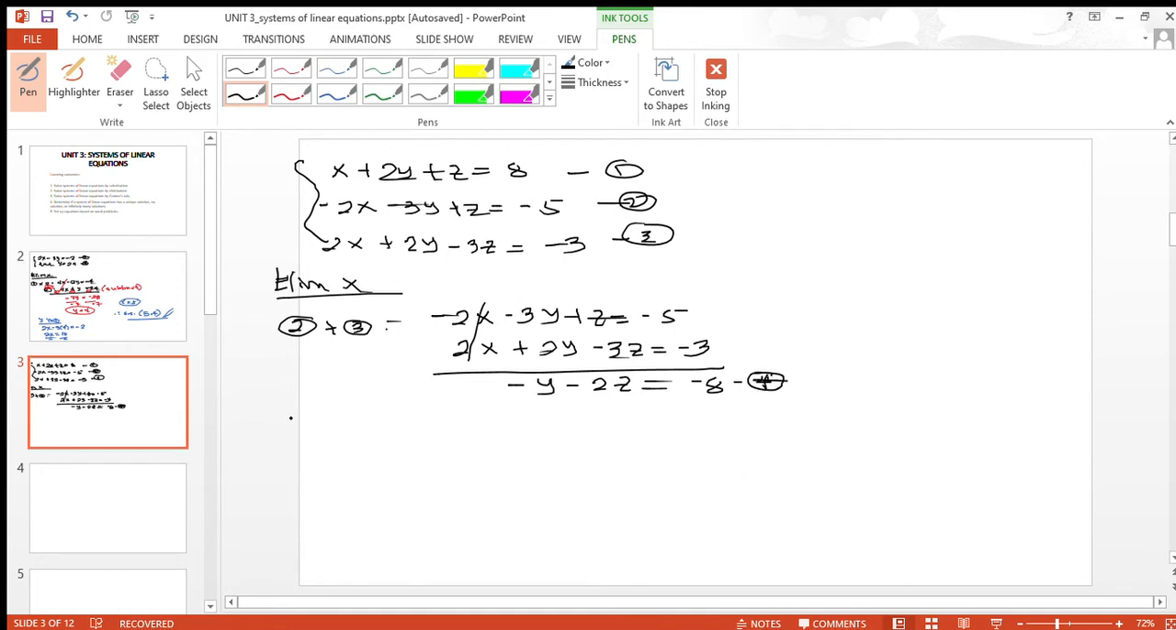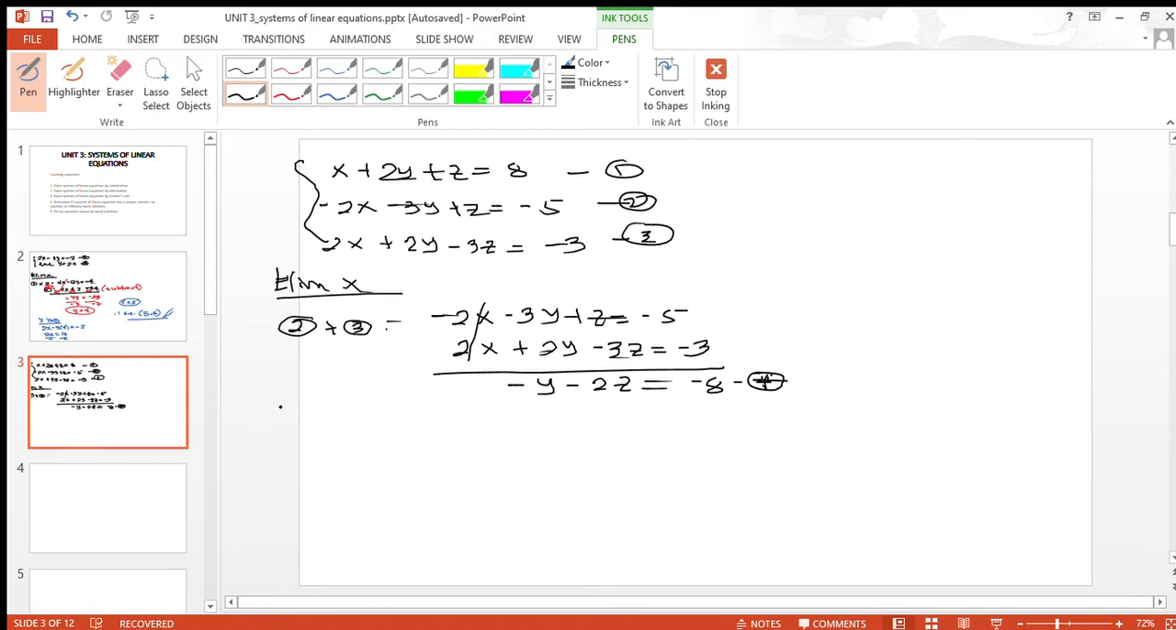Now, what will you do? You go back to the system, eliminate x one more time. Do not eliminate another variable, because if you will eliminate another variable, you will get another equation, but involving different variables compared to equation 4. That's why we have to go back to the system, eliminate x one more time so that you get another equation involving y and z, so that you now reduce the system to two unknowns. We have already utilized 2 and 3, so you can use 1 and 3 or 1 and 2. So let's say we use 1 and 2.